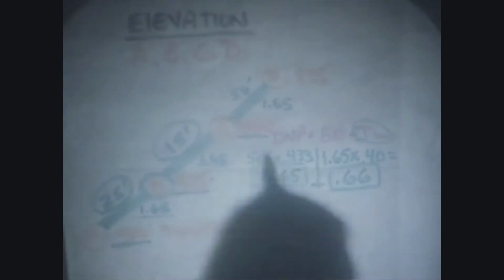And we'll add these two pressure losses together. 21.65 plus 0.66 gives us a 22.31 total pressure loss. So we need to subtract our total loss, which is 22.31, from our 80, which is going to give us a dynamic pressure at point C of 57.69.